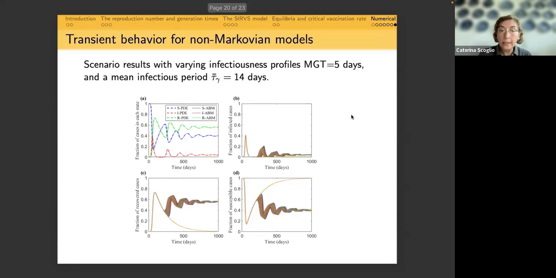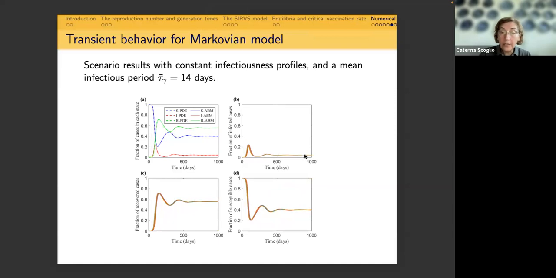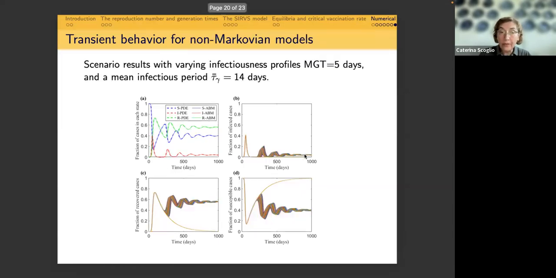See, okay, this is the difference. As you can see here, even though in this case the PDE and the median of the ABM are in perfect agreement, here we see much more oscillations. We see a much bigger variation. If you go back, you see these curves are all overlapping one on top of the other. Here they are not. The secondary peaks are much bigger in terms of amplitude.